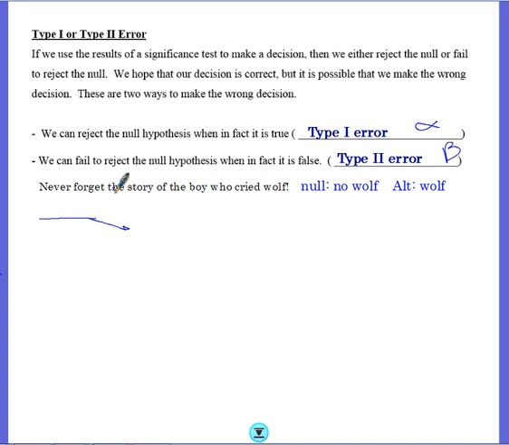The Boy Who Cried Wolf story essentially is a Type 1 error and then a Type 2 error. The null hypothesis would be that there is no wolf, and so at the beginning the boy is claiming there is a wolf, when in fact there was no wolf. That's a Type 1 error. And then at the end, when there actually is a wolf, the people believe that there is no wolf, and so that's a Type 2 error.